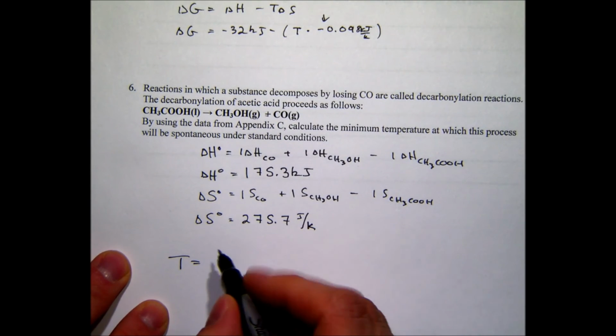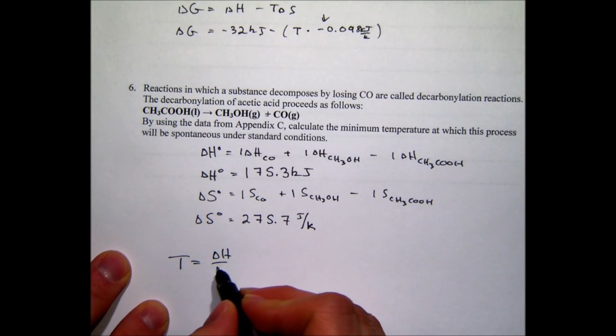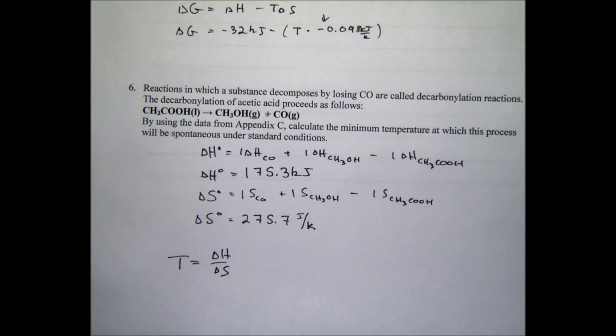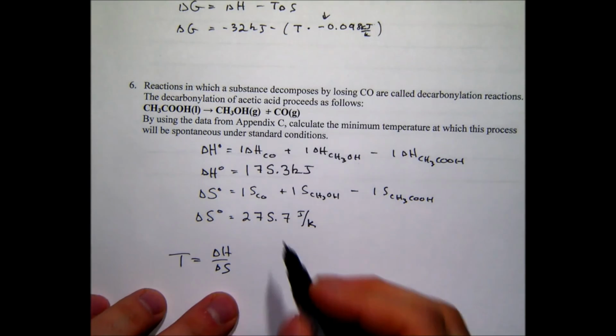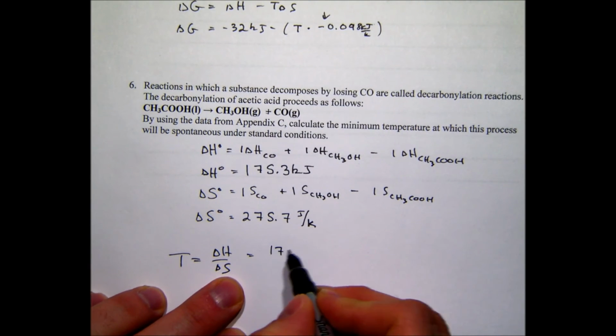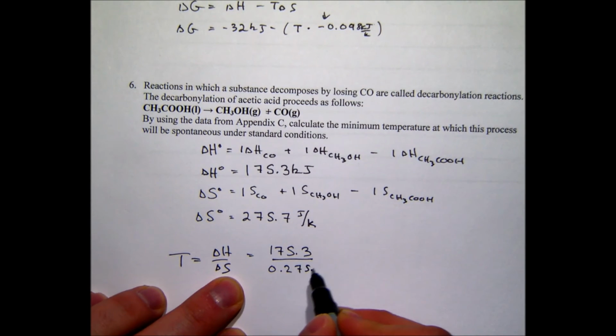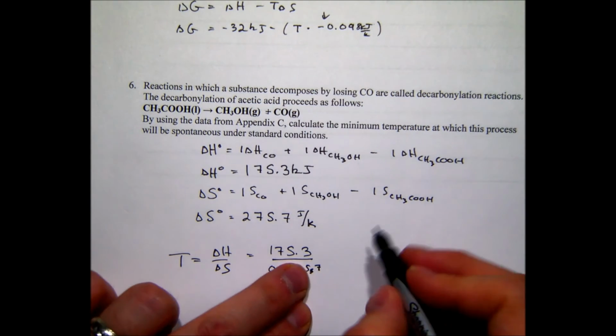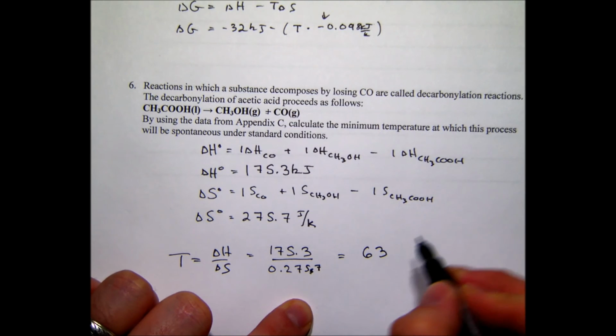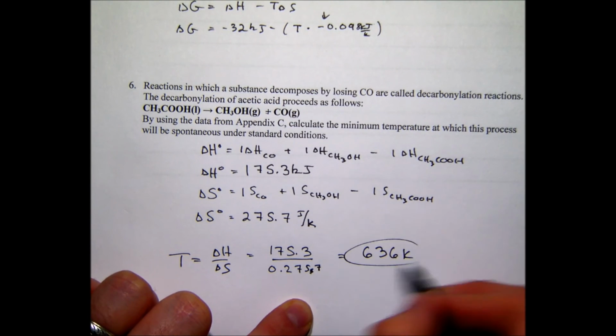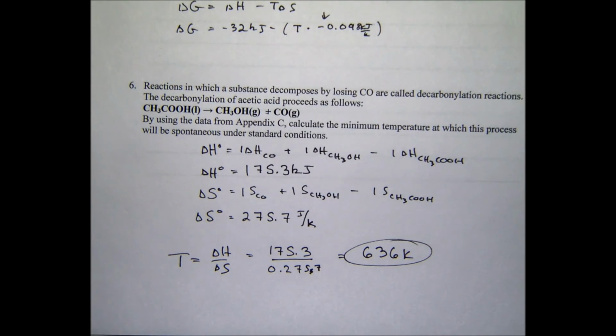Temperature is equal to delta H over delta S. We used this earlier, when we just set delta G equal to 0 and arrived at this particular expression. So 175.3 over 0.2757. This equals 636 Kelvin. This reaction will then become spontaneous above this temperature.